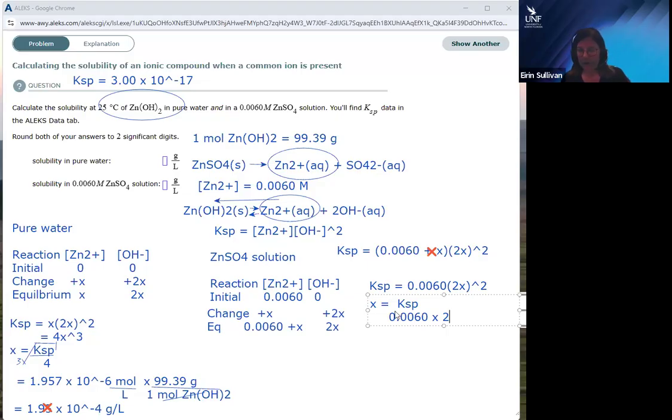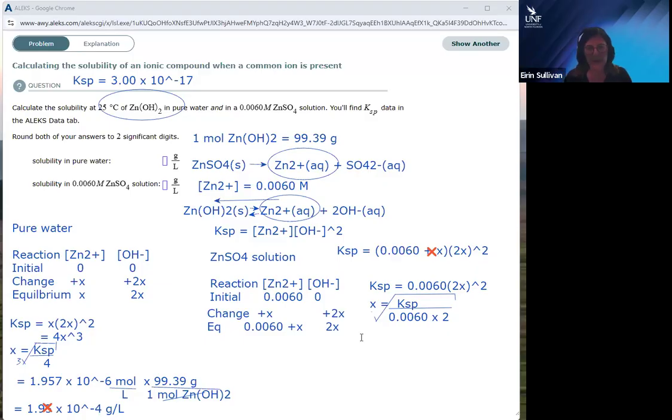So I'm going to have to draw my little square root here, and we know Ksp is equal to, sorry, not a square root, cube root, right? 2x squared times, no, it's square root. What are you doing, Aaron? More caffeine required.